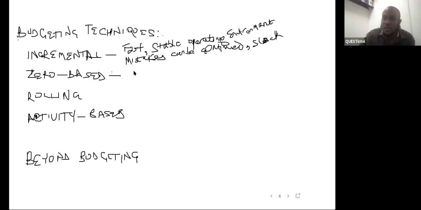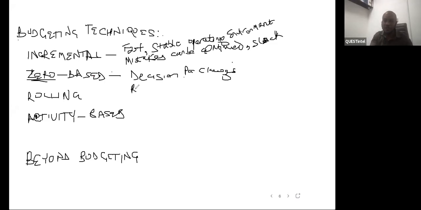Now, zero-based budgets, as the name implies, we start with a zero base. A zero-based budget has three steps. We'll talk about defining the decision packages, and then we rank these decision packages.